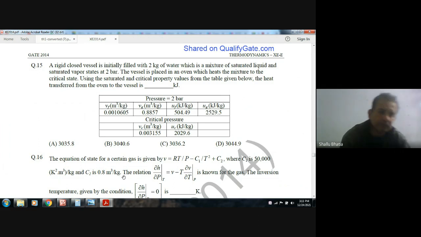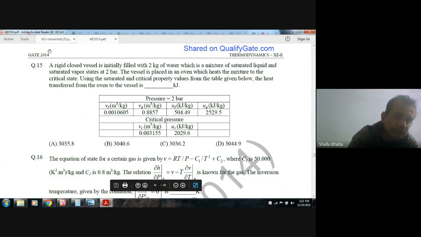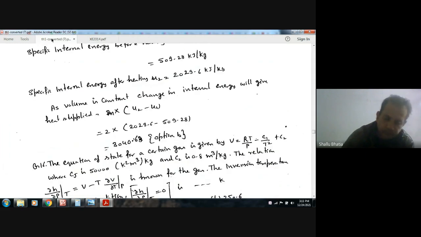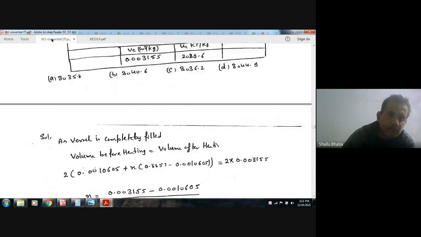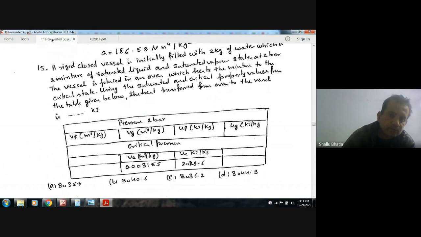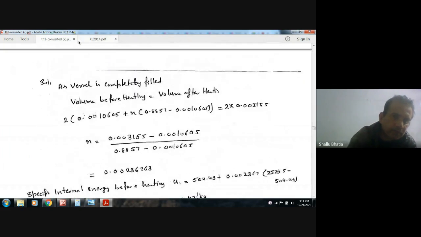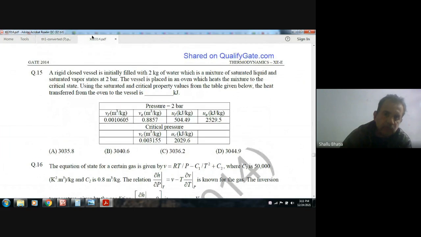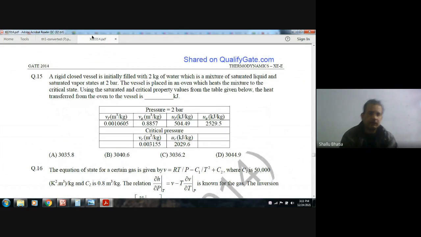So option A 3035.8, B 3040.6, C 3036.2, D 3044.9. Here we can see that the mass of the water is 2 kg. That is fixed. No mass is added further, and the system is a closed system, so it means the volume is also fixed.